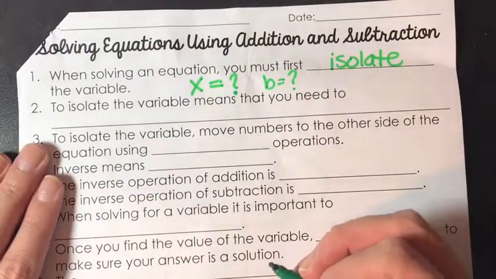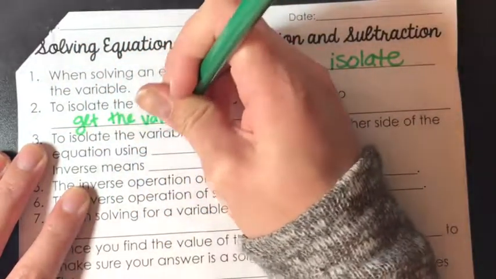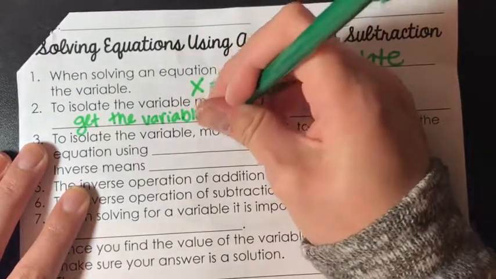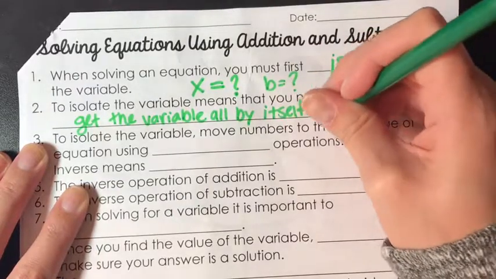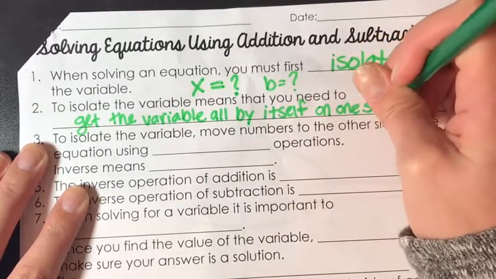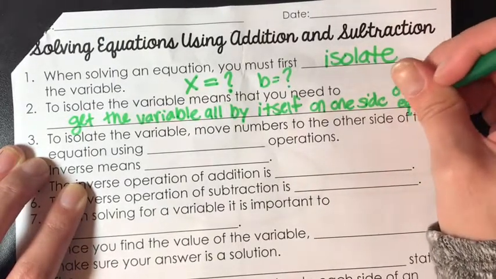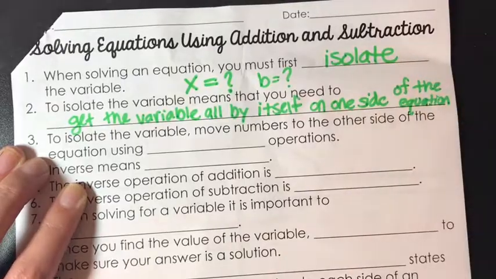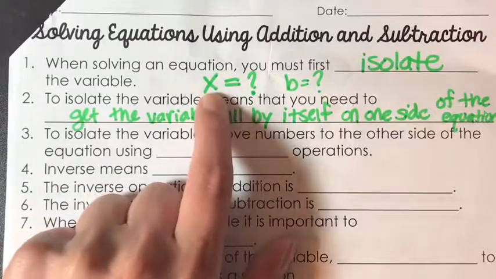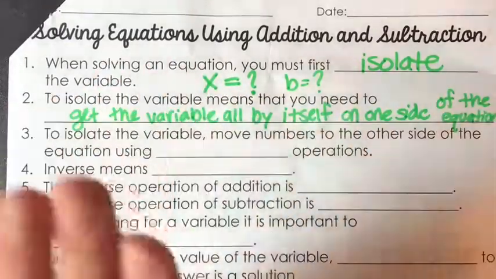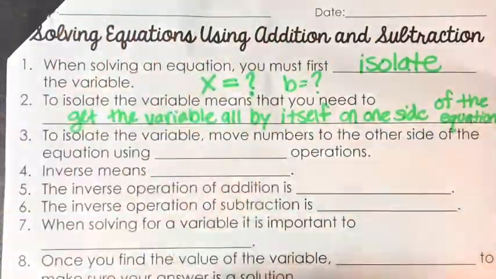To isolate the variable means that you need to get the variable all by itself on one side of the equation. Sorry, I kind of ran out of room there. But to isolate it means to get the variable all by itself, nothing else around it, nothing added, subtracted, multiplied, or divided, just alone and isolated, and telling me that's its value, whatever number it equals, that's how much it's worth.